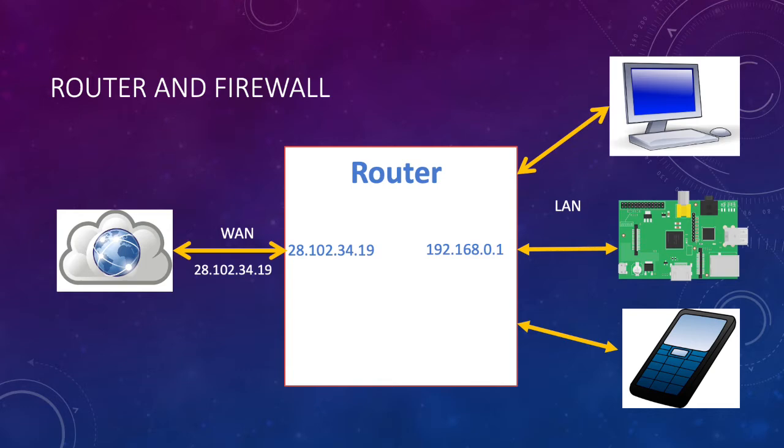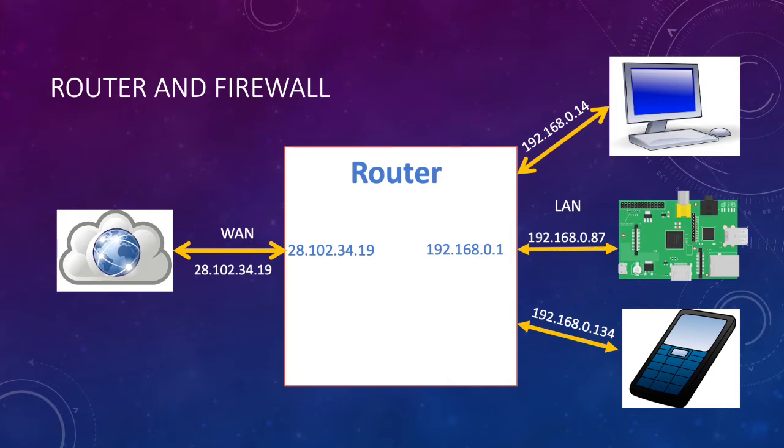The other side is the LAN, the Local Area Network. Each device on the local side of the router has an IP address, usually generated by the router. The function of the router is to take any information coming from the internet and route it to the device that asked for it, and to take any information from the device and route it to the internet.